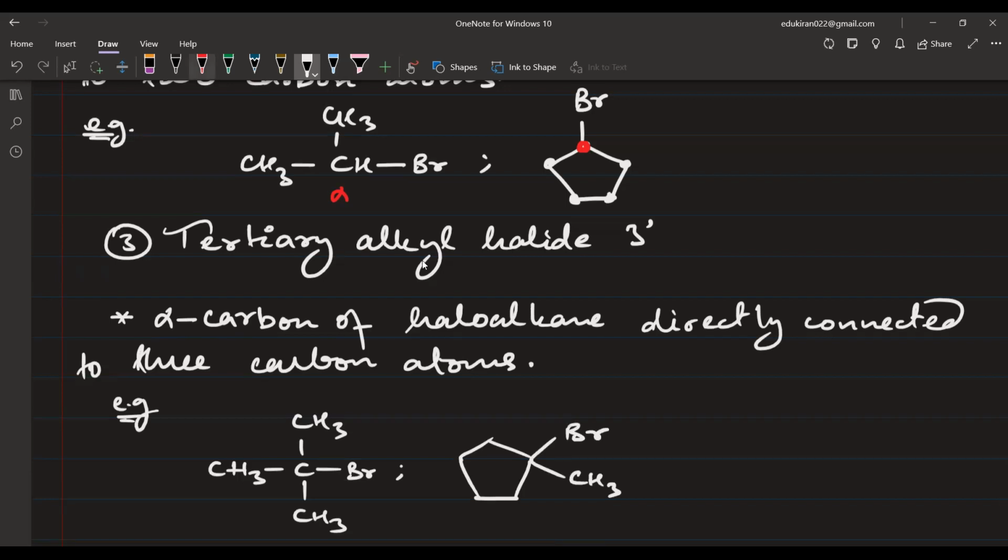Okay, so you can see that this carbon atom here, it is the alpha carbon atom, and it is connected to how many? This is my alpha carbon atom, it is connected to 3 different carbon atoms directly. Similarly, this is also my alpha carbon here, right? It's connected to how many? 1, 2, and this 3. So these are the examples for tertiary alkyl halide.